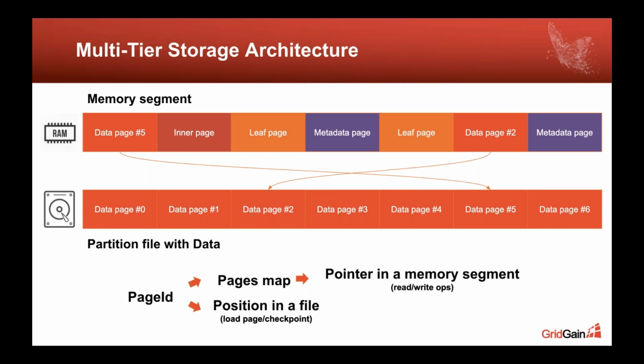So they use page ID to navigate between pages. It's like a hard link that points to a position in a file. They use this pointer to load a page and during checkpoint. Also, using the loaded pages map, they can turn a page ID into a pointer in a memory segment and use it during read and write operations.